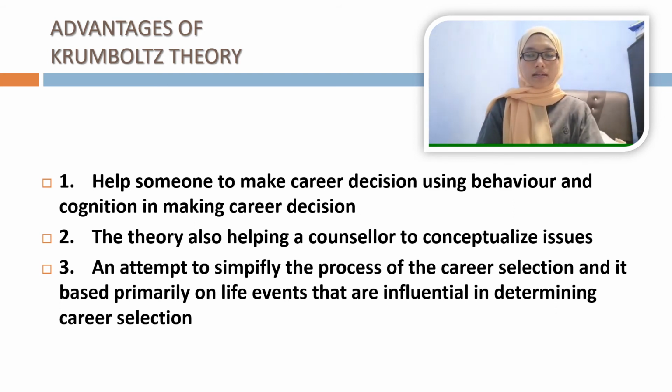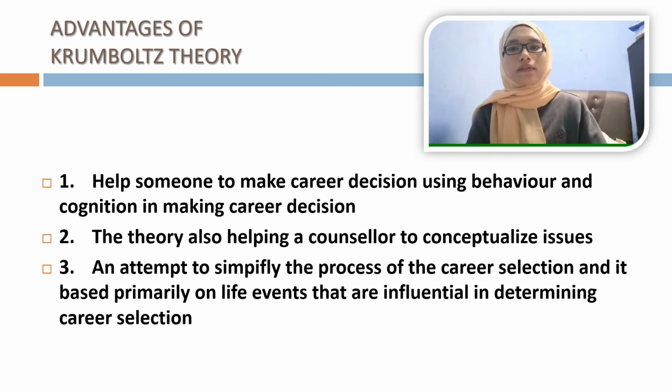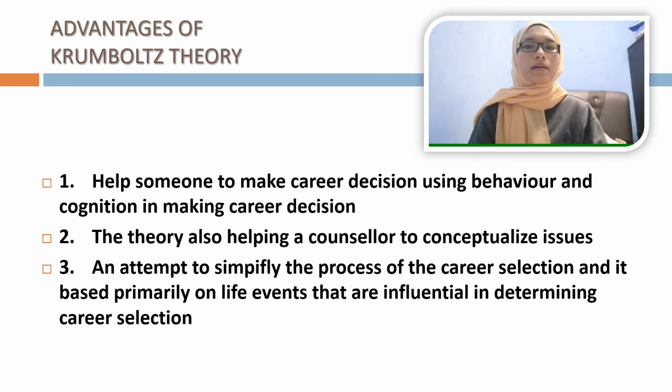Okay, second factor is environmental conditions and events. It emphasizes that certain events and circumstances of the individual's environment influence skills development, activities, and career preference. Example, social factors, educational conditions, and occupational conditions. Okay, next, learning experiences, meaning changes in society have a great effect on the available career options. Next, task approach skills, meaning preferences result from their prior learning experiences.